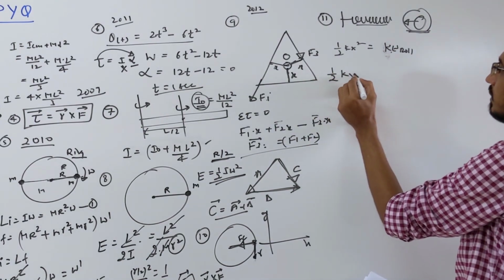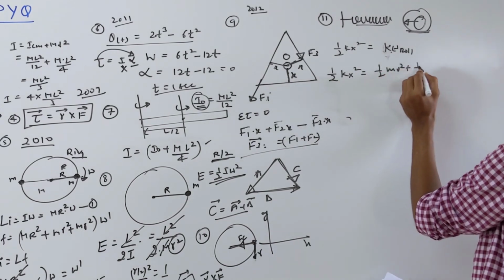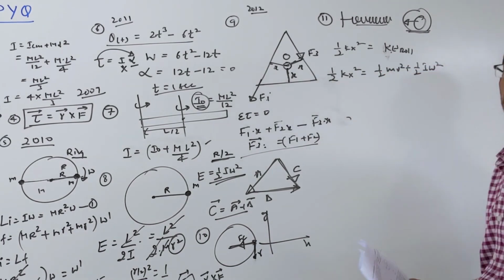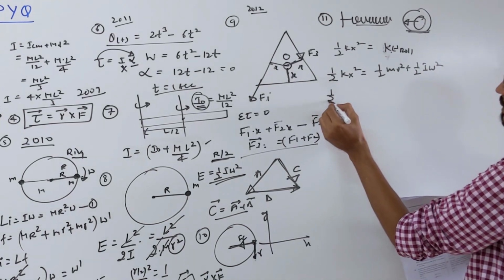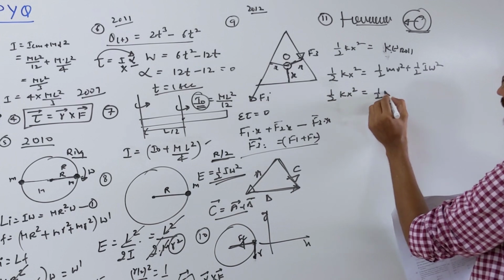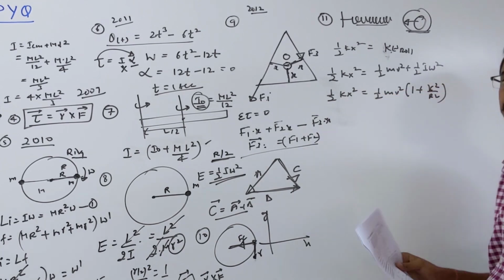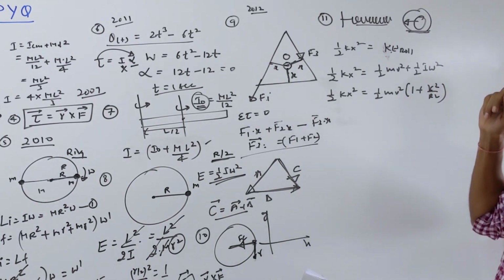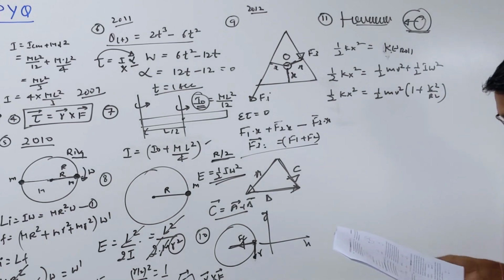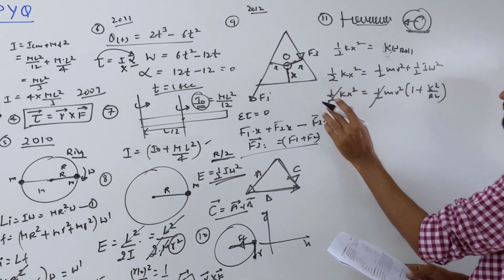Half kx square is equal to the kinetic energy of rolling. You know, half mv square plus half I omega square, translation plus rotation. For this also I told you, you can directly write half kx square equals half mv square plus half mv square times k square by r square. Because here linear velocity we know, so we are writing this format. Suppose you know angular velocity, you can convert this into angular format. Here we know linear, so all values are given, let's cancel the half.